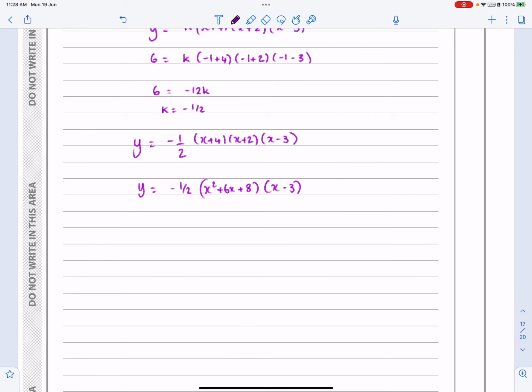Now multiplying all of that by x minus 3 is going to give me, just leave the minus half there, we'll worry about that in a second. Well, multiplying everything by x is going to give me x cubed, 6x squared, and 8x. Then multiplying everything by minus 3 is going to give me minus 3x squared, minus 18x, and minus 24 there. So that all tidies up to minus a half. What have we got? We've got x cubed, we've got 3x squared there, we've got minus 10x, and we've got minus 24. And what do they want?